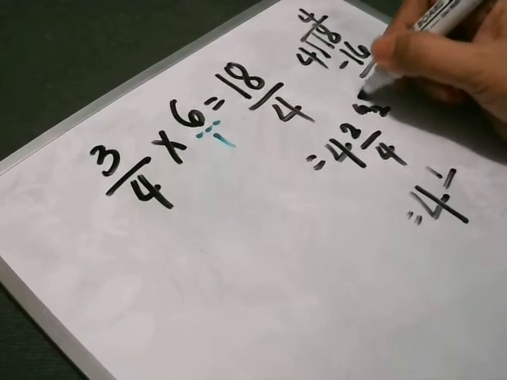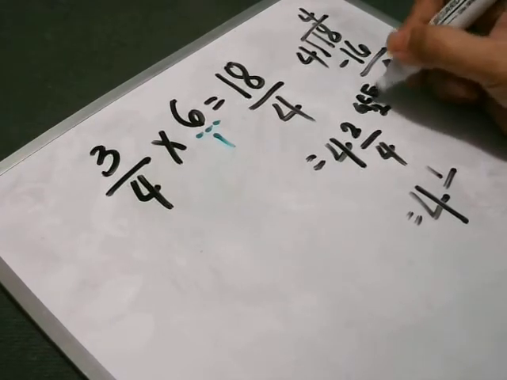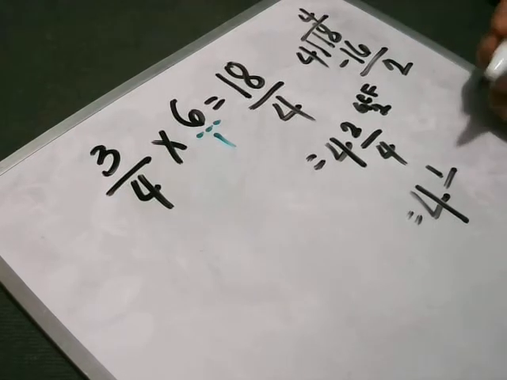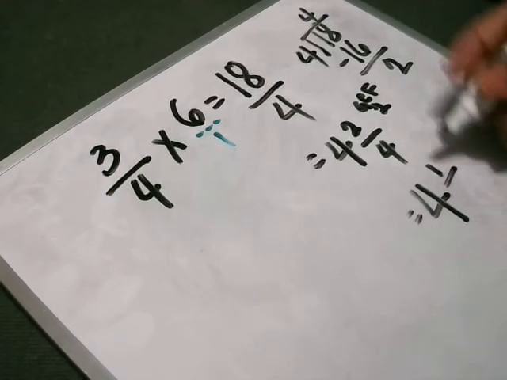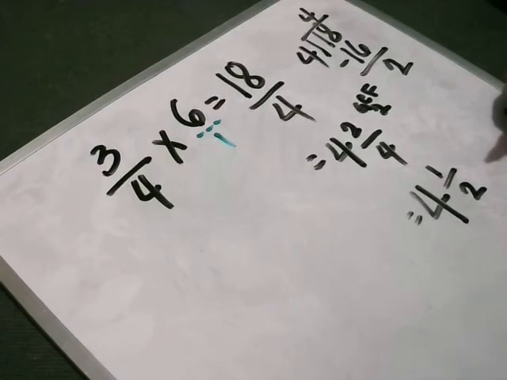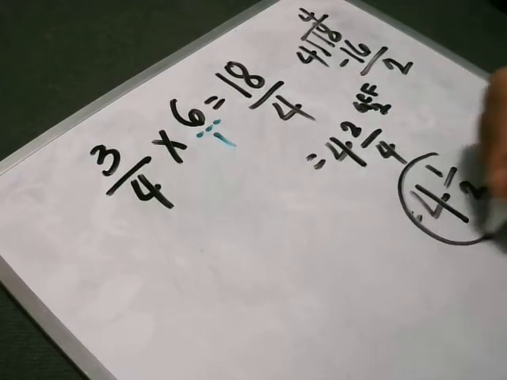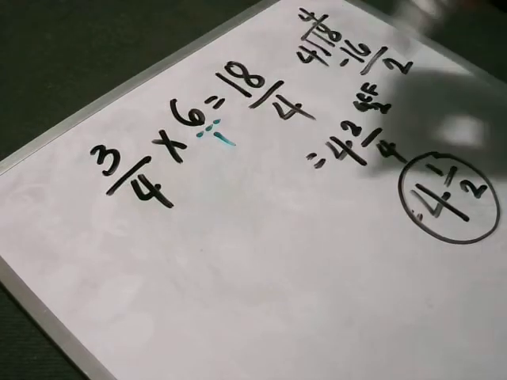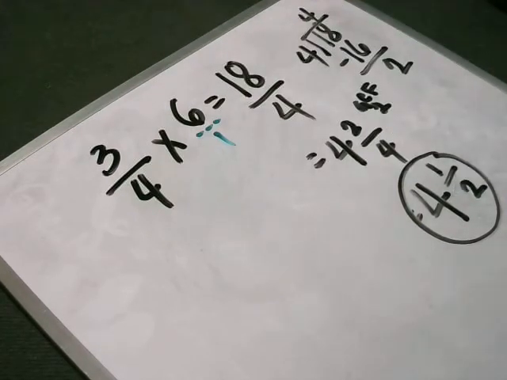That's GCF, or greatest common factor. 2 divided by 2 equals 1. And then 4 divided by 2 equals 2. So this is now our final answer. 3/4 times 6, the answer is 4 and 1/2.